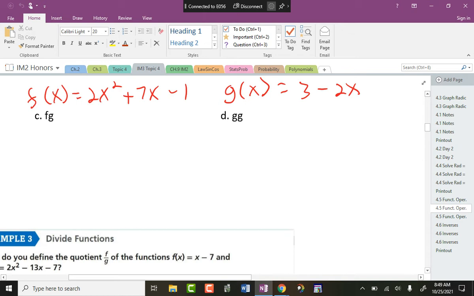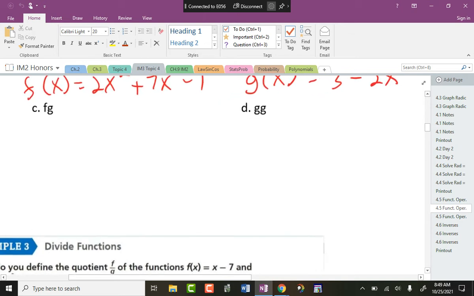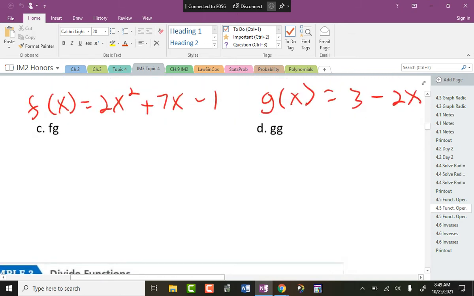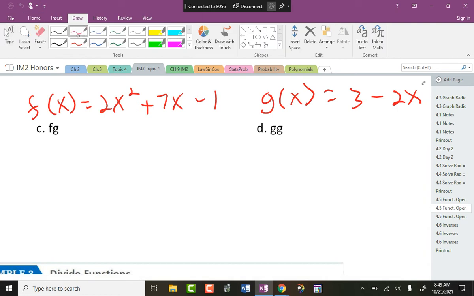So FG, and then GG. That gives me memories. My kids used to call great grandma Gigi. Anyway, so here's FG. It's very simple. F of x, and they're lazy. It should really say f of x times g of x, but that's what mathematicians are. They're lazy. They come up with these notations to write less stuff.